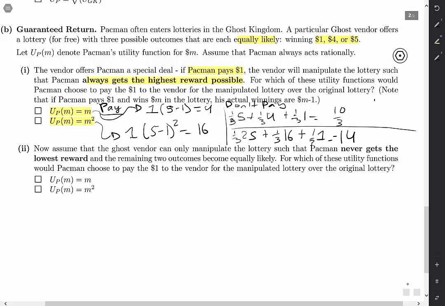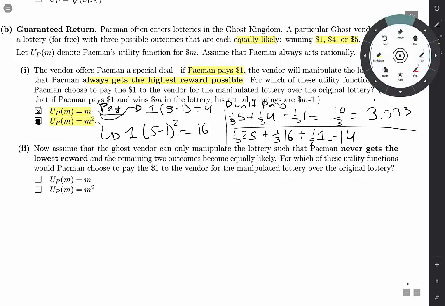Okay, so now for the first option, we're asked which of these would Pac-Man be willing to pay. And so for the first option, we have 4 if you pay, and this is 3.333. So Pac-Man will get more utility if Pac-Man pays. And for m squared, we have 16 versus 14. So again, Pac-Man is willing to pay for the highest possible reward.